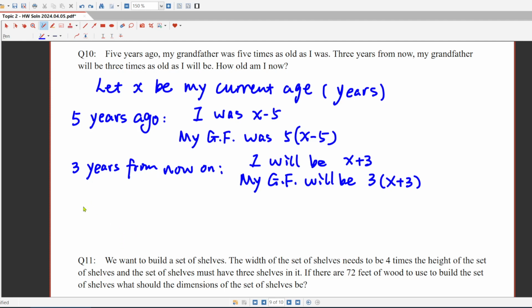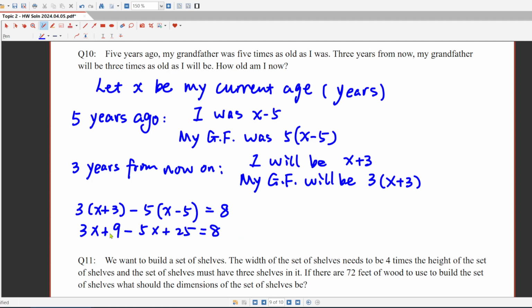And we also know that 3 times x plus 3 minus 5x minus 5 equals 8, because 8 years has passed from 5 years ago to 3 years in the future, right? So the difference between the ages of my father equals 8. That gives us an equation in terms of x. 3x plus 9 minus 5x plus 25 equals 8.